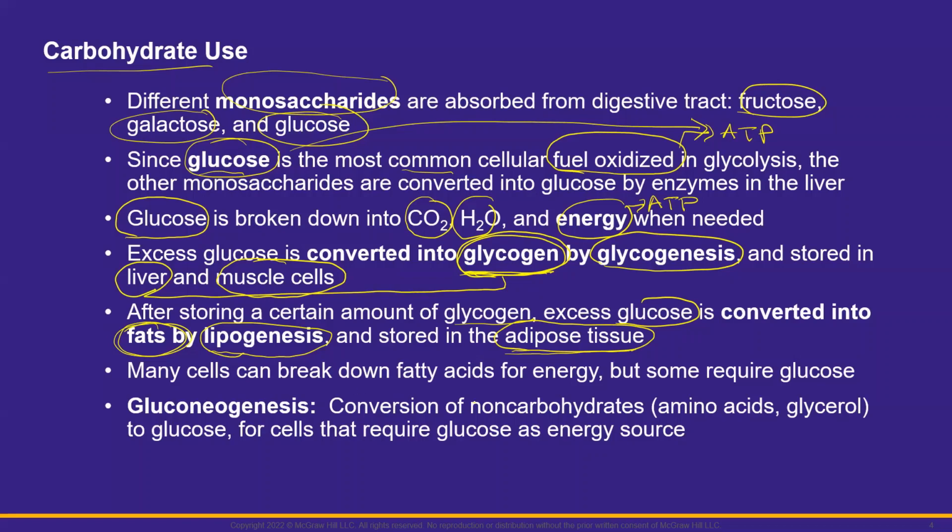Many cells can break down fatty acids for energy, but some require glucose. And gluconeogenesis is the conversion of non-carbohydrates like amino acids and glycerol to glucose as an energy source for cells. For example, if we are fasting and we don't have enough glucose in our body, then amino acids and glycerol can be converted into glucose to make ATP.